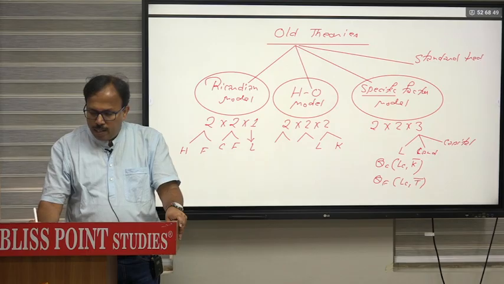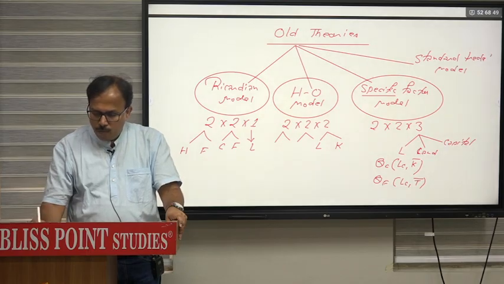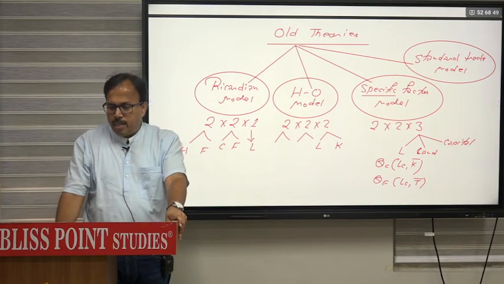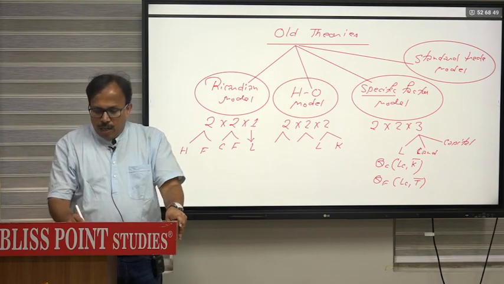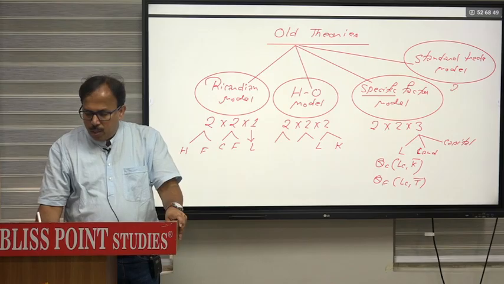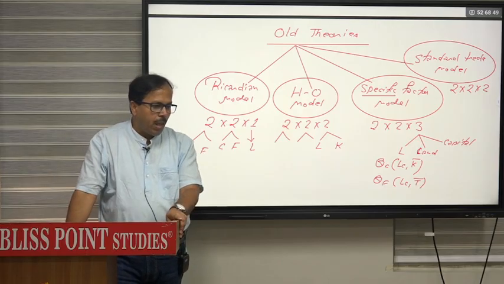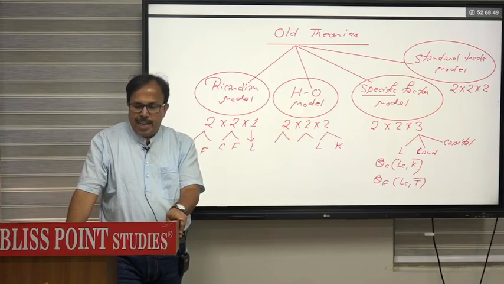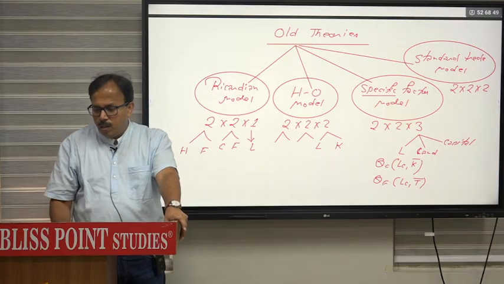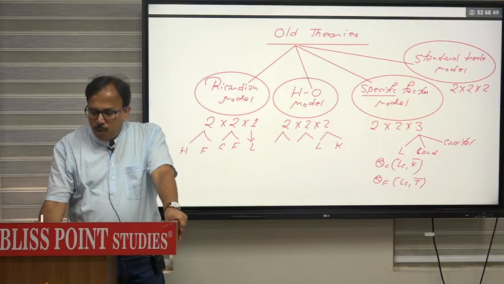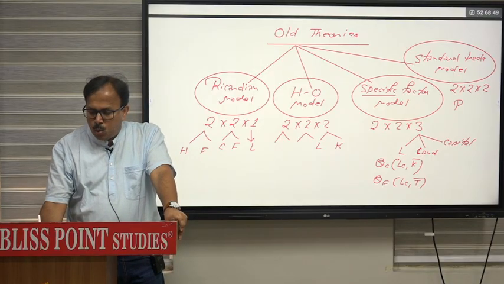A standard trade model. That standard trade model is again using the assumption of the HO model. It will be 2 by 2 by 2. Standard trade model. This standard trade model will explain trade by using the tool of relative supply and relative demand.